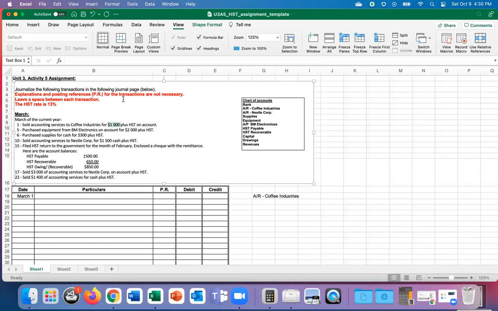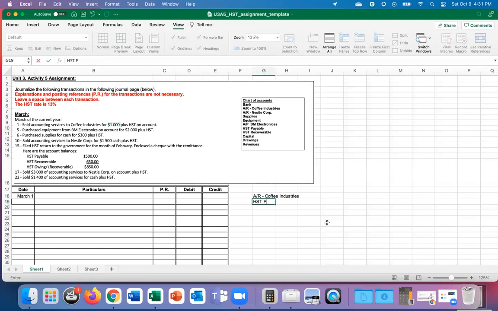All right. So in this example, since we sold our services and we charged our clients a certain amount of money for HST, we got to put that money that we charged them into the HST payable account, meaning that's the HST money that we eventually will have to pass on to the government. So we'll just make a note here that we're going to be dealing with the HST payable account.